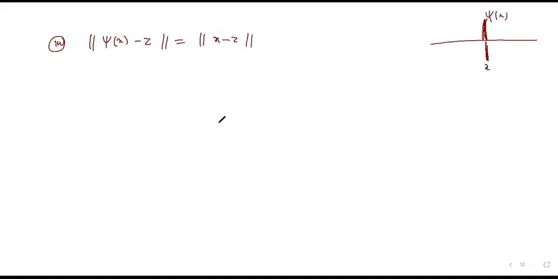Third, this is important, we will use it: the distance between psi x and z, which we want in a reflection, is the same as the distance between x and z. That is, from where we are reflecting, whatever distance is here, the same distance is there. This is x, this is psi of x. And of course we also want that norm of psi of x minus x should be equal to twice norm of x minus z.